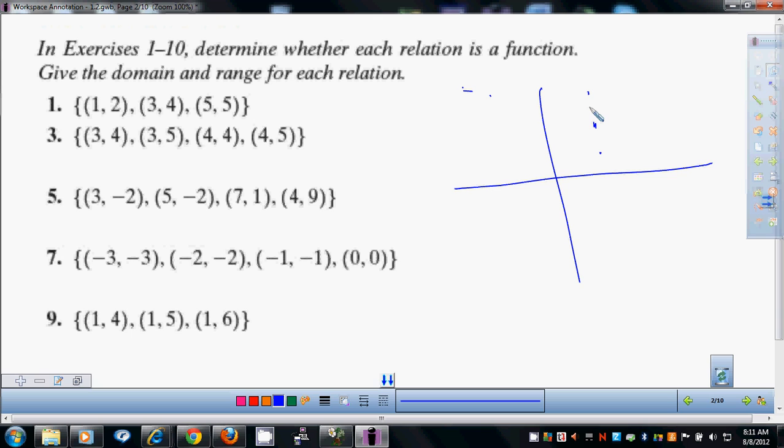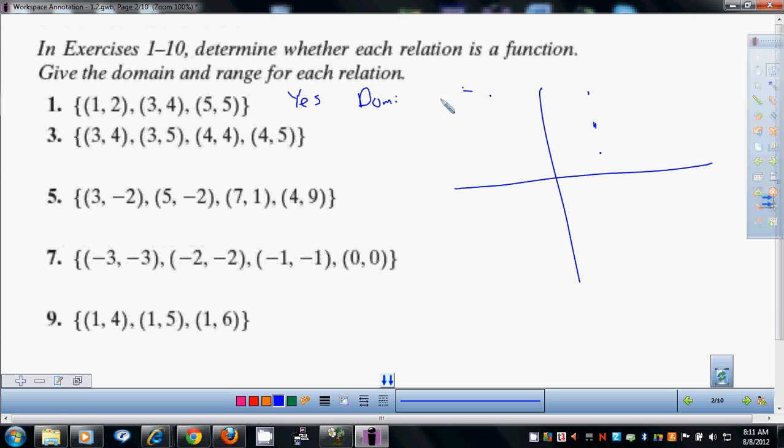Number 1. Somebody take a look at that and raise your hand and tell me whether you think that's a function or not. Yes, it is. Now, were there any repeating x values anyway? No. If there's no repeating x values, there's nothing for you to even check. You don't have to worry about the y values because there's nothing that could possibly contradict itself. So, if it's a function, which that one is, you now need to state the domain and the range.